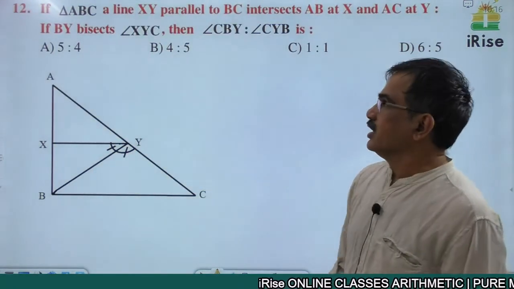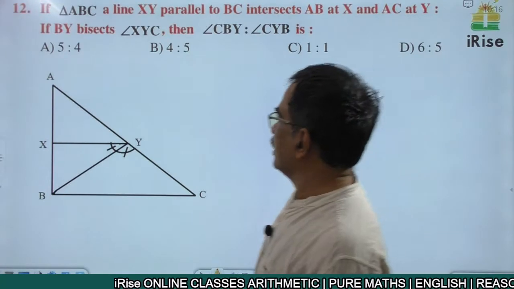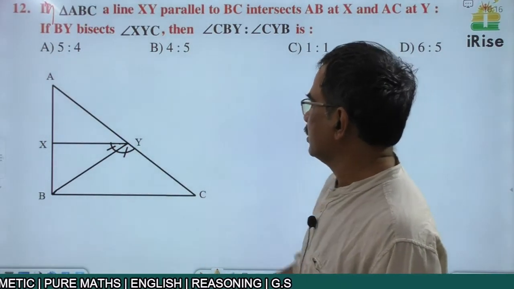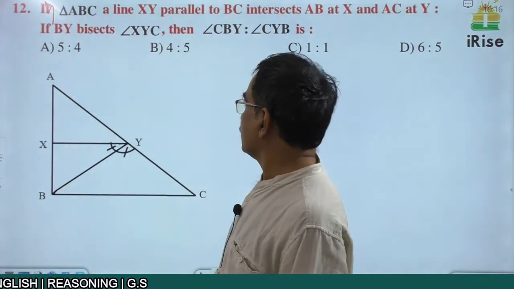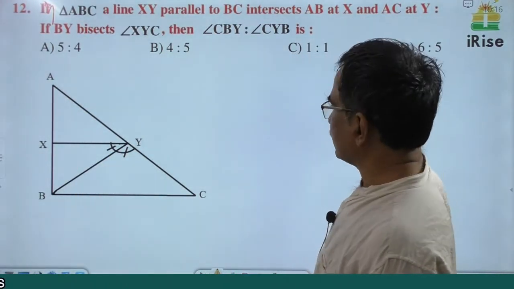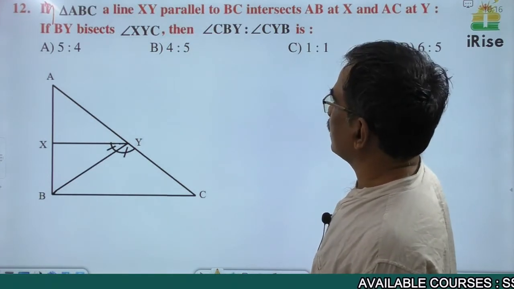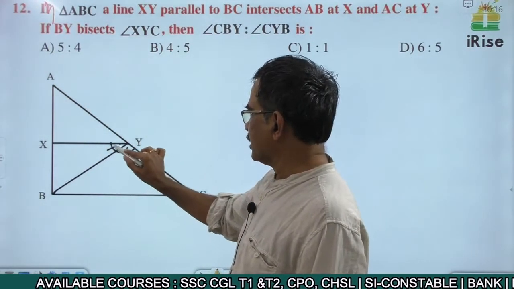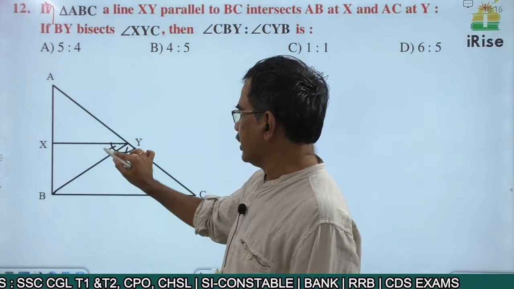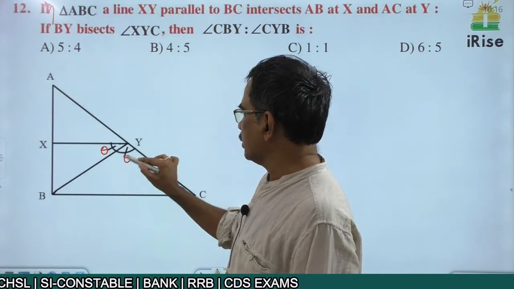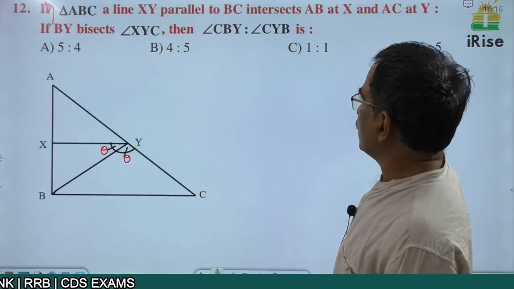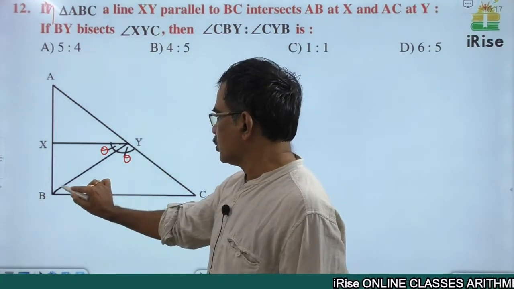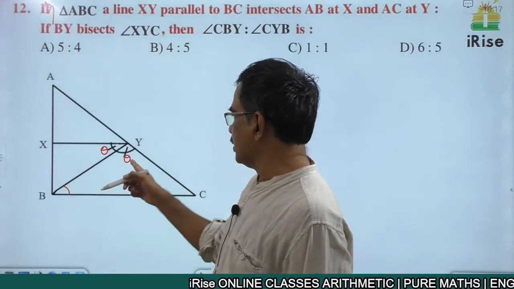In triangle ABC, a line XY parallel to BC intersects AB at X and AC at Y. If BY bisects angle XYC, here this angle is bisected by BY line. If this is theta, this is also theta. Then what is the ratio of angle CBY to CYB? CBY, this one, to CYB, this one.